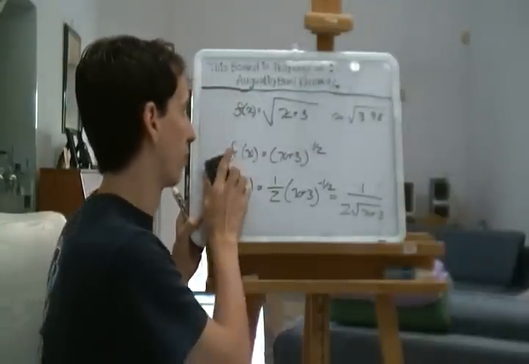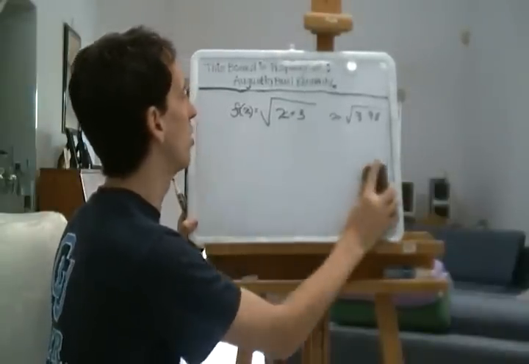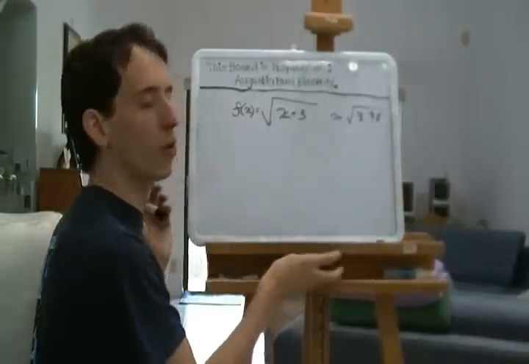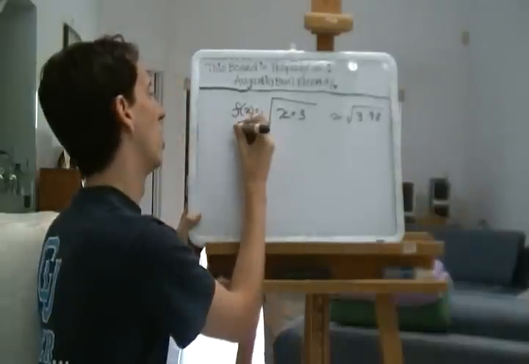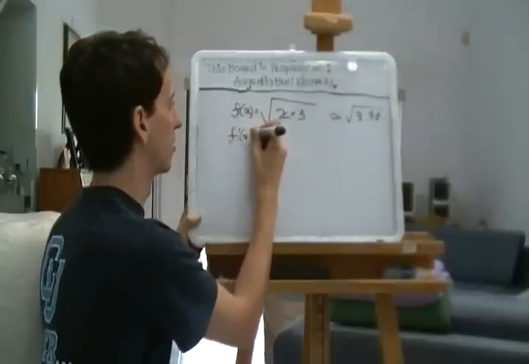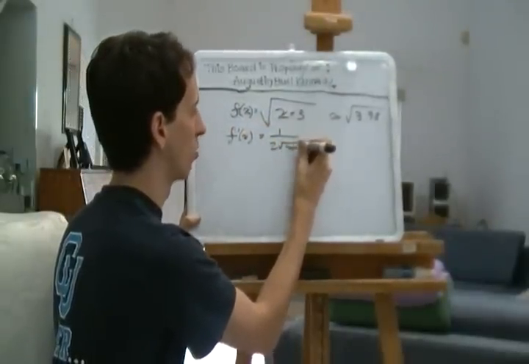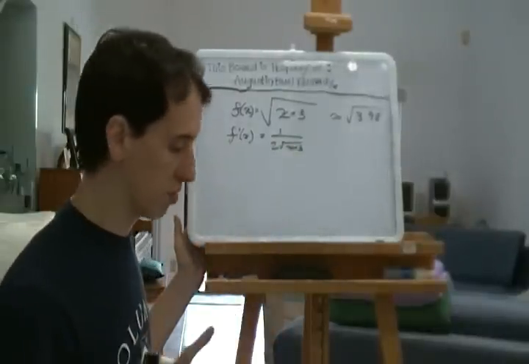Now, here's what we can do with that. We want to approximate the square root of 3.98. We have f of x, but now we also have f prime of x, 1 over 2 square root of x plus 3. Now we can do some damage.